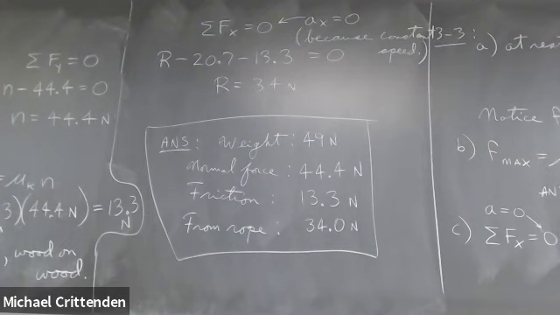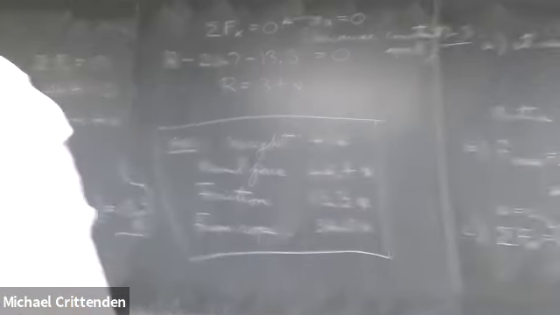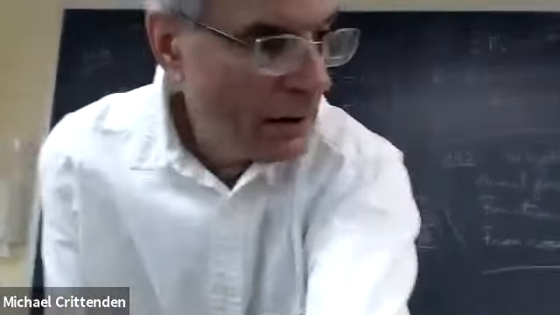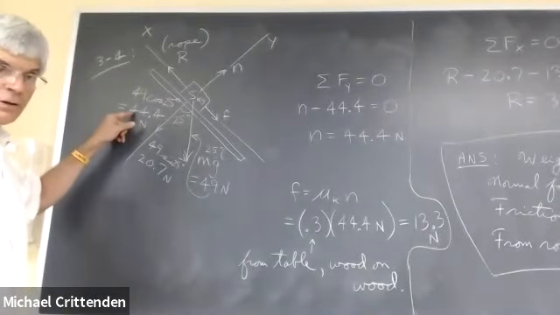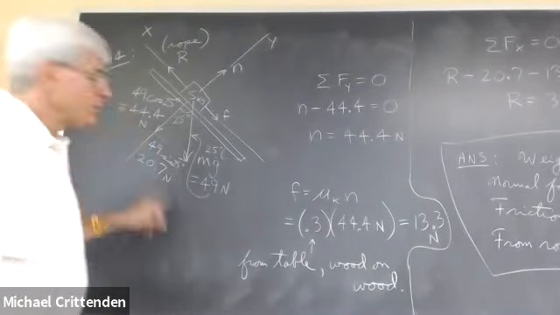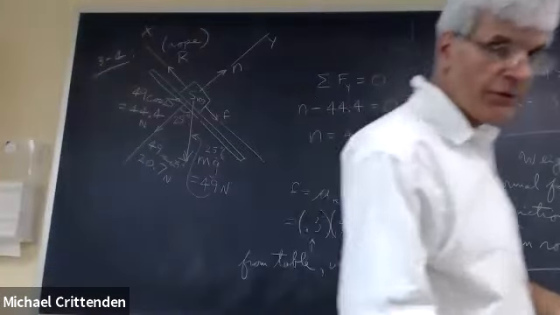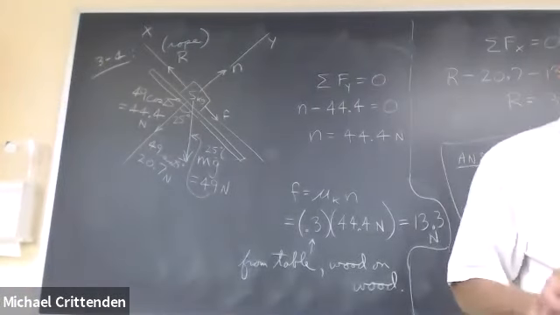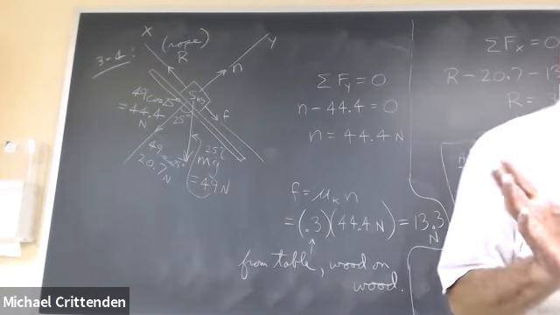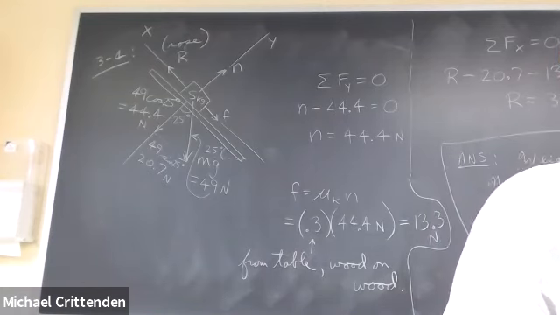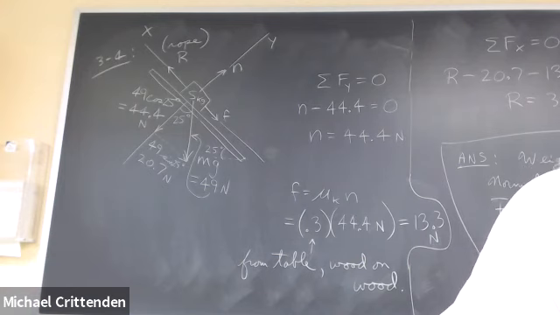A mistake I see once in a while is somebody will have all of that, and then they'll also throw in the 20.7 and the 44.4. Those are not distinct forces. They're not distinct from the weight. They are components of it rather than separate forces. I'm going to pause here for just a moment.